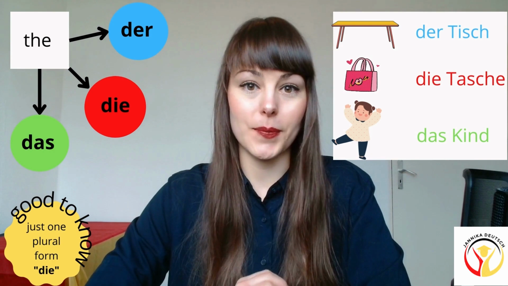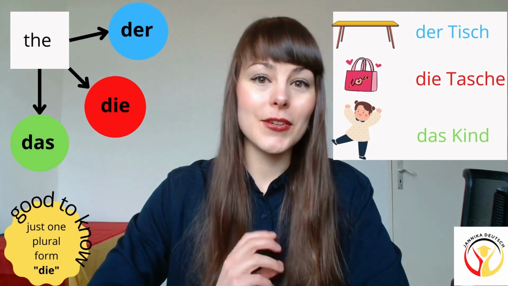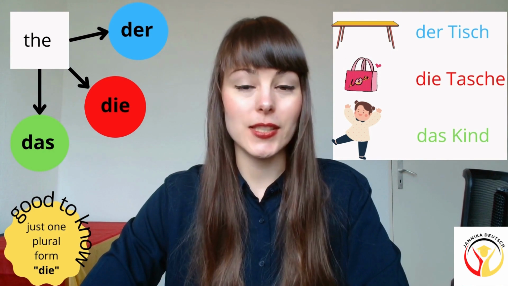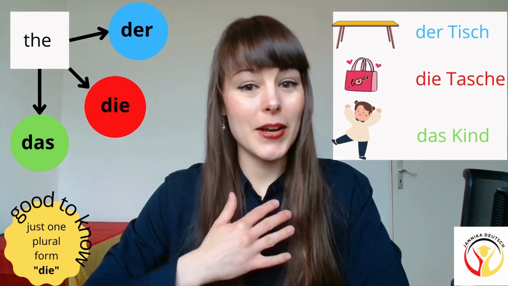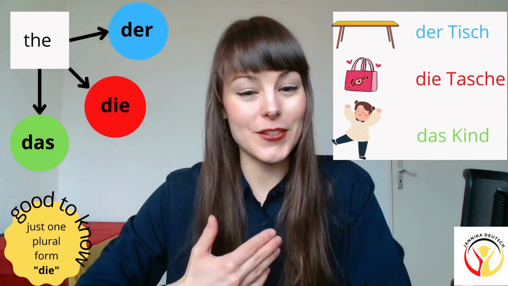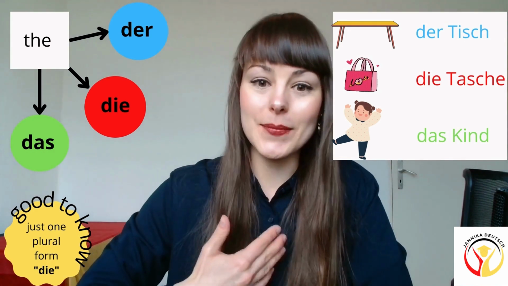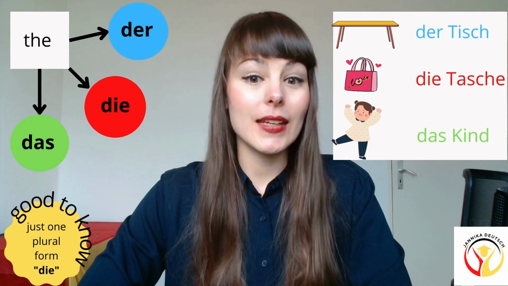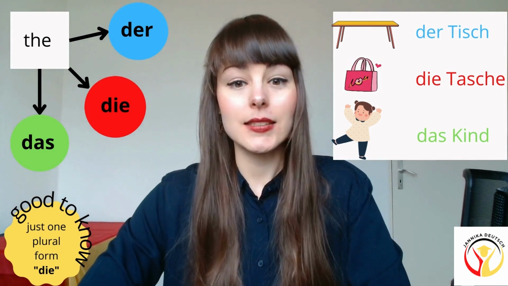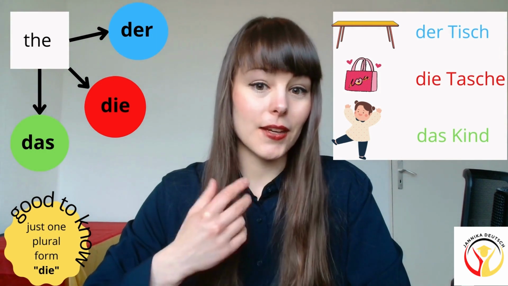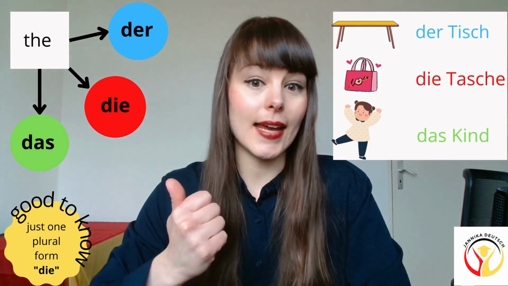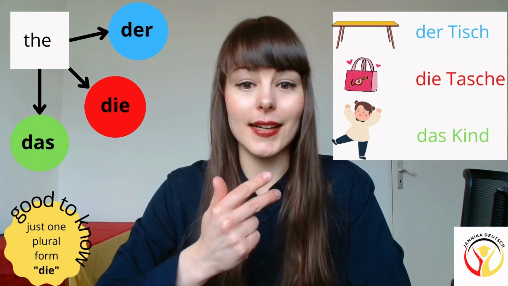Before I start with any detailed information about the articles in German, I'd like to give you some basic information. As you've maybe noticed, in English you just have one article, which is the. I know I'm not good at pronouncing a th, please forgive me, but I guess I know what I mean. So, in German you have three articles. The definite article, the, can be in German der, die, das.